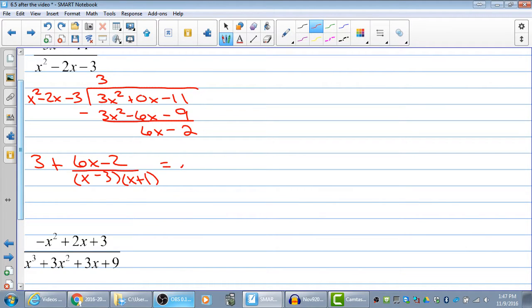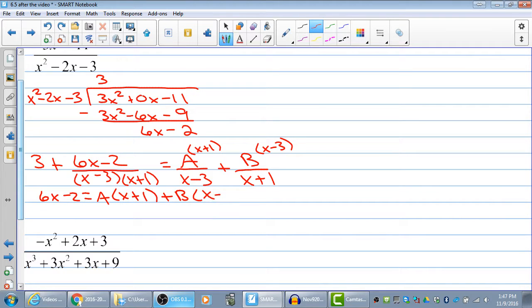Well, now that's supposed to be A over x minus 3 plus another number B over x plus 1. And now we need to find the A and the B. Let's multiply the top and bottom by x plus 1 there, top and bottom by x minus 3 there. Now we have 6x minus 2 equals A times (x plus 1) plus B times (x minus 3). When it's fairly simple, I don't distribute the A's and the B's. I just let x equal negative 1, but you sure can. You can do it with distributing and matching the same coefficients and all that. It'll work. But I think this is a little more simple.